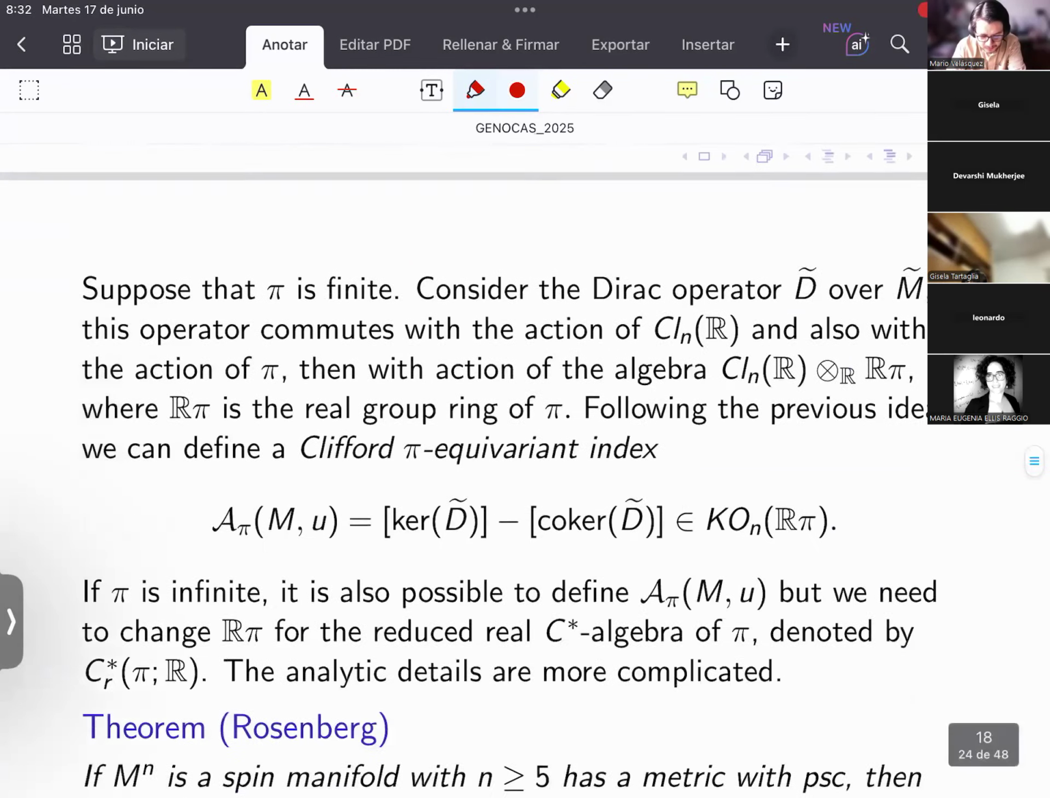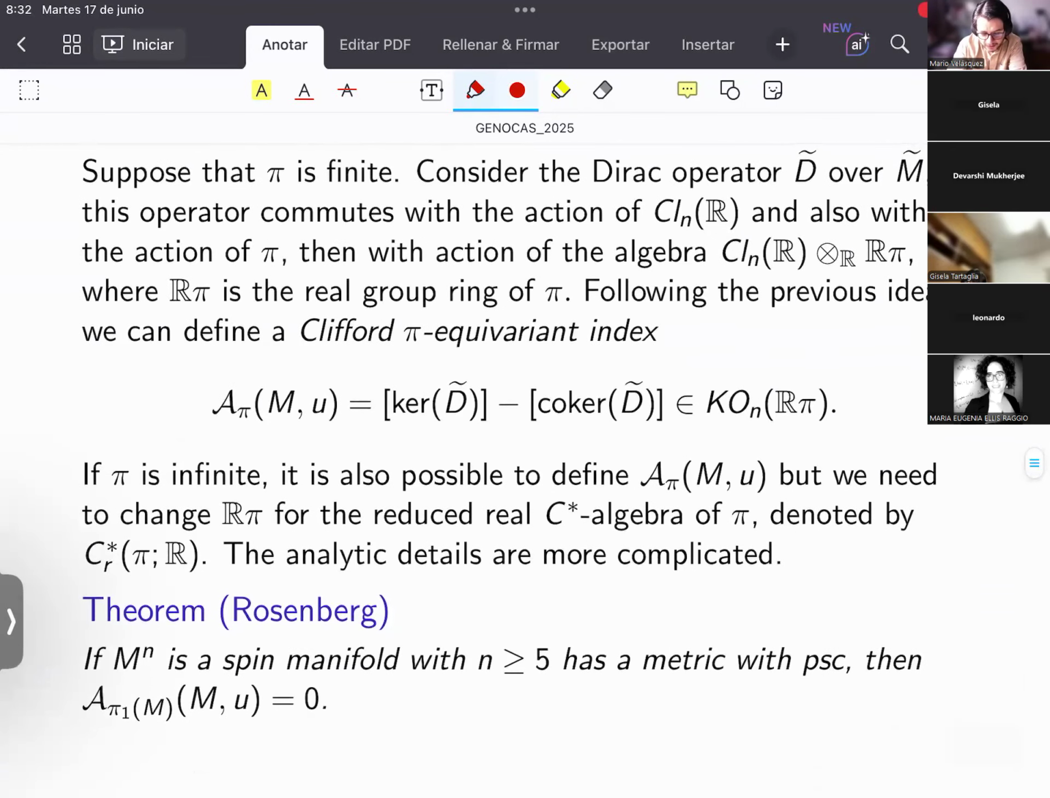And this number could be called the P-equivariant A-hat genus, in the case that the group is finite. If the group is infinite, it is also possible to define this equivariant Clifford index, but we need to change RP for a completion of it. In this case, it will be the reduced C-star algebra of P, denoted by C*_r(P). The analytic details of that are more complicated, but it is possible to do.